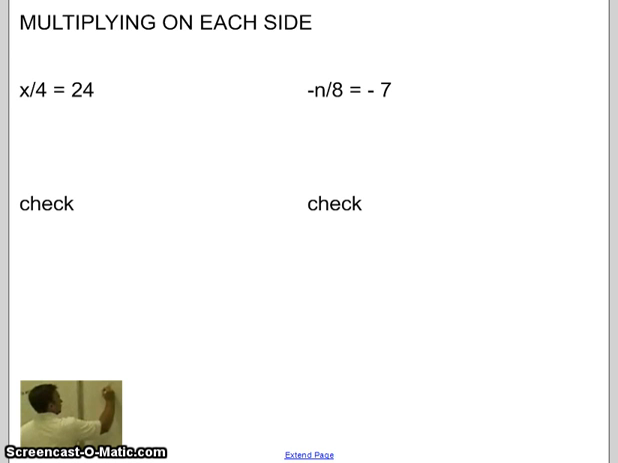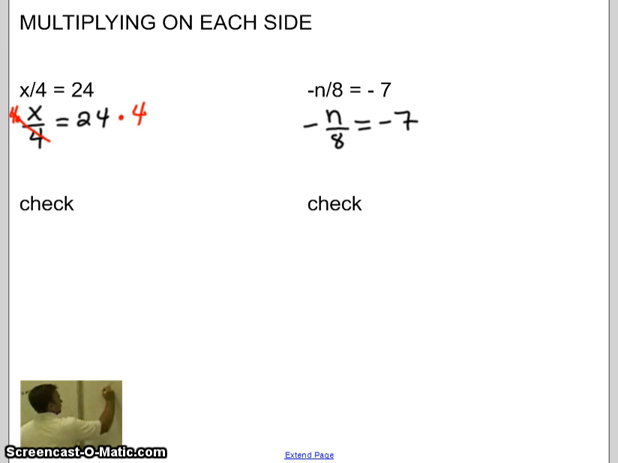Now we're going to multiply on each side, and I'm just going to rewrite some of these equations because this is supposed to be x divided by 4 equals 24, and then this is supposed to be negative n divided by 8 equals negative 7. Okay, so since it's division, we're going to use multiplication to get x by itself, or whatever variable we're going to use. So we have x divided by 4 in our first one equals 24.